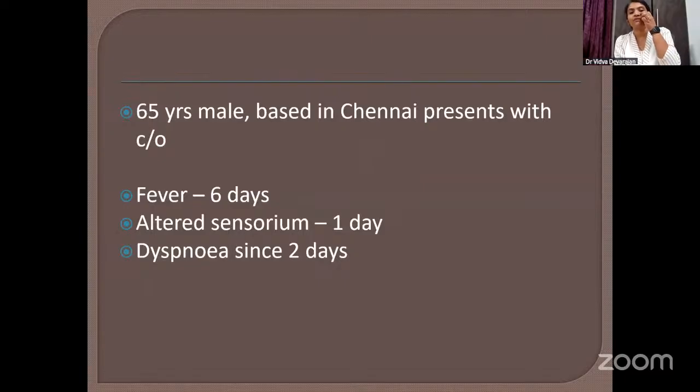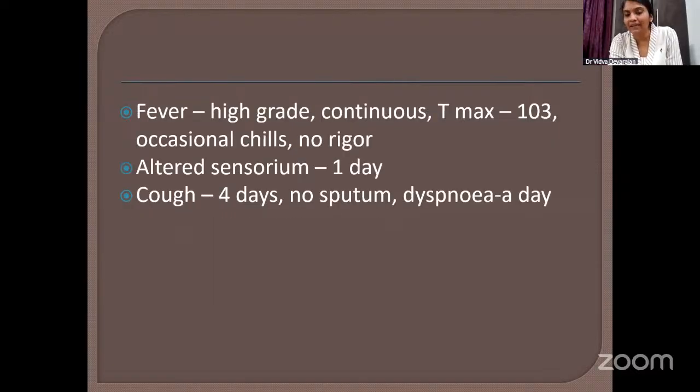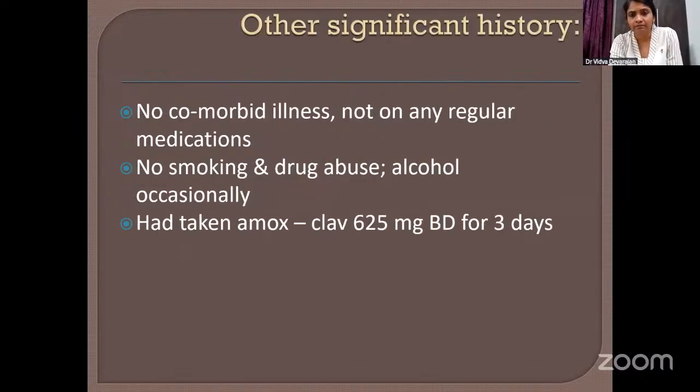You have a 65-year-old male based in Chennai, who comes to your ICU with fever of 6 days duration, altered mental status and dyspnea of 2 days. Fever is high grade, continuous, Tmax of 103, altered sensorium since a day, cough of 4 days, no sputum, no comorbid illnesses. Not on any specific regular medications, no history of alcohol or drug abuse. An important clue in this history is he has been on a beta-lactam for 3 days, not shown a major improvement. That is Moxclav for the last 3 days and not really improved.